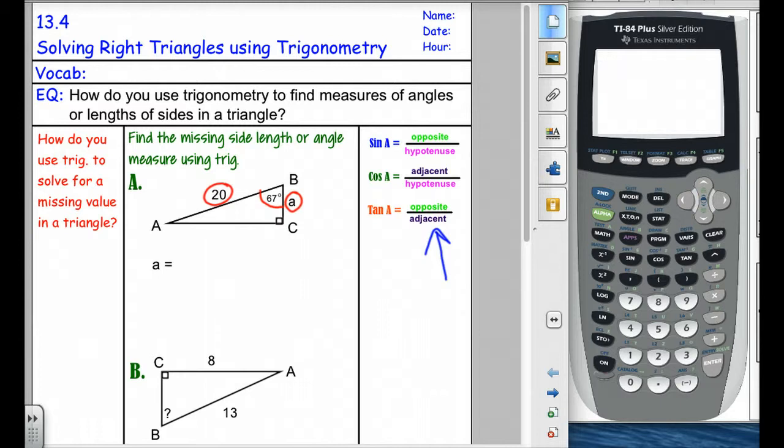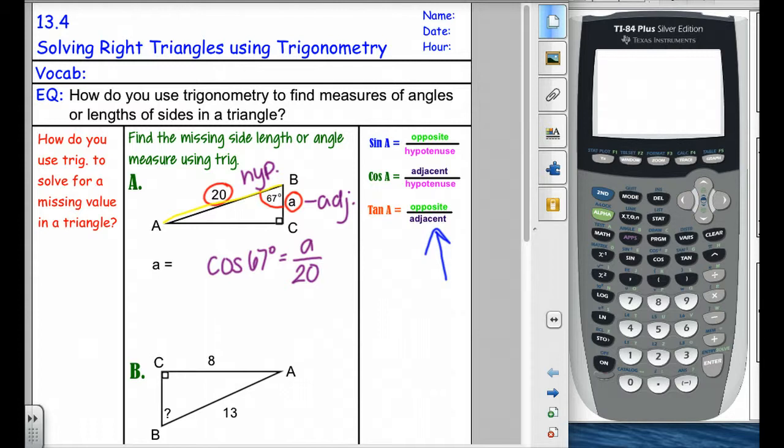This measurement here is my hypotenuse, and compared to angle B, A is my adjacent side. Looking at my ratios, adjacent over hypotenuse is cosine. So I'm going to say that the cosine of 67 degrees is equal to the adjacent side, which is A, over the hypotenuse, which is 20. And in doing so, we have A over 20.